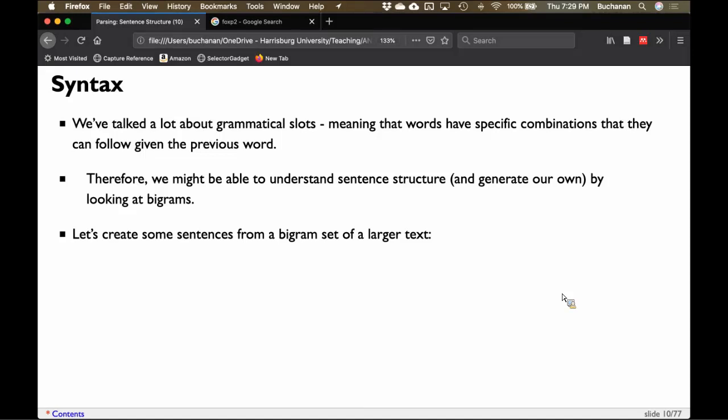So if there are combinations of words that are important, we might be able to learn a little bit about sentence structure and generate our own sentence structures by just looking at bigrams, so pairs of words together. And that will only get you so far, because the constraints on grammatical slots are often placed both by the syntax or requirement based on the type of verb, for example, and by meaning. So there are certain combinations that don't make sense, is what I'm trying to say.